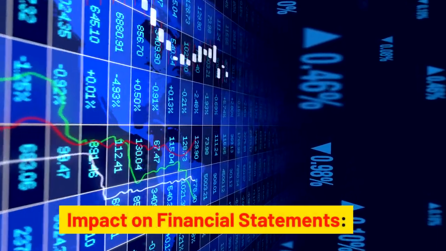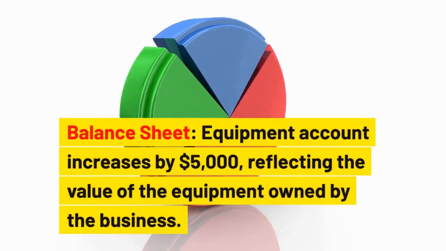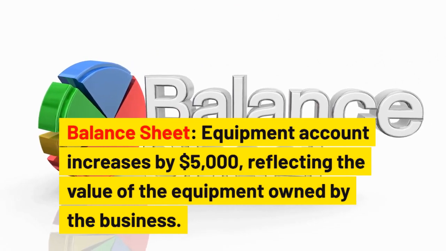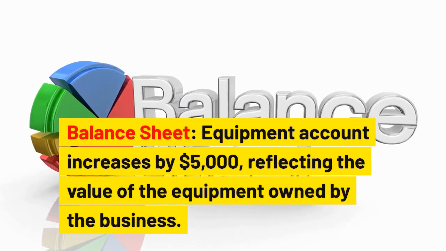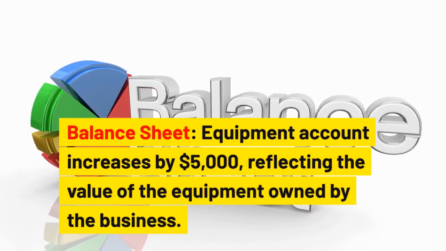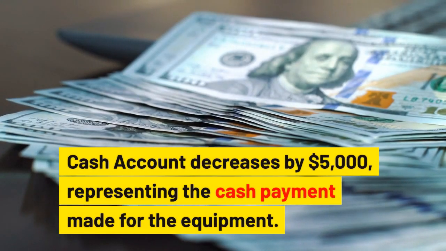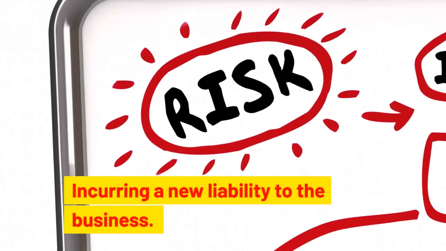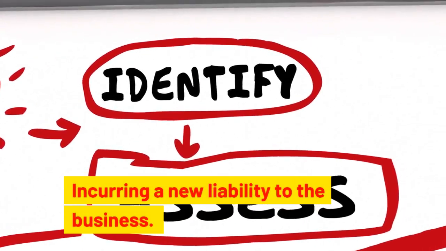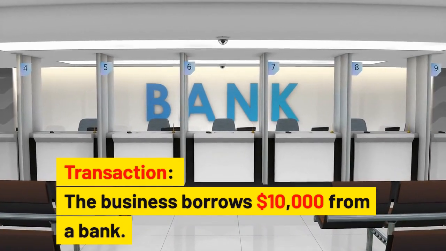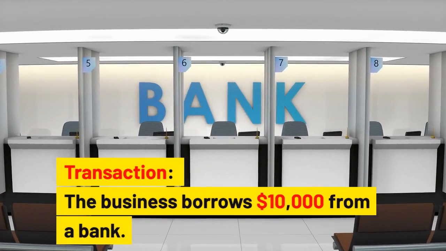Impact on financial statements. Balance sheet. Equipment account increases by $5,000, reflecting the value of the equipment owned by the business. Cash account decreases by $5,000, representing the cash payment made for the equipment. Incurring a new liability to the business. Transaction. The business borrows $10,000 from a bank.